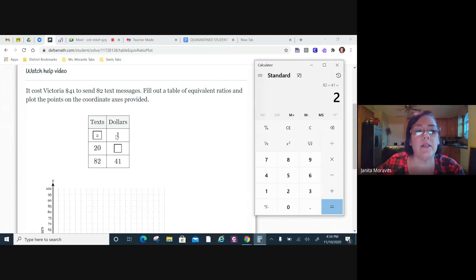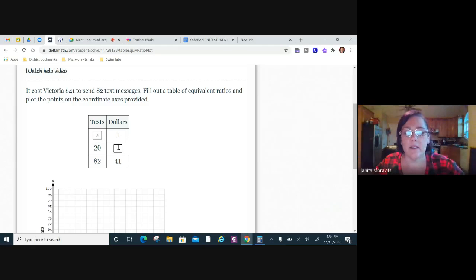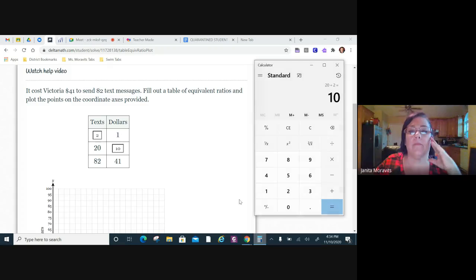If we want to get 2 going to 20, what did we multiply by? You can say 20 divided by 2. Let's clear that out. So we got 20 divided by 2, and that equals 10. So we multiplied by 10 to get there. So if we multiply this by 10, we multiply this side by 10. And 1 times 10 is 10.